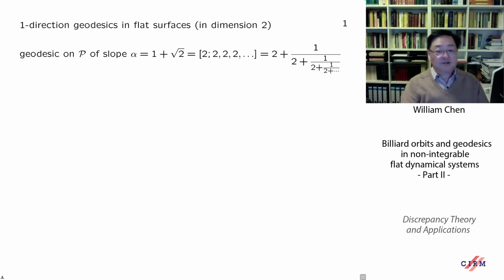Let's look at a geodesic on P, where the slope is very precisely given. It is 1 plus root 2. Now 1 plus root 2 has a very special property because its continued fraction digits are all equal to 2. So let's look at this. Let's start with this very special example.